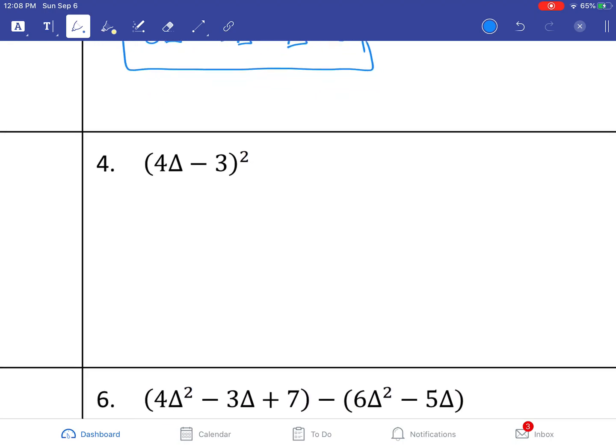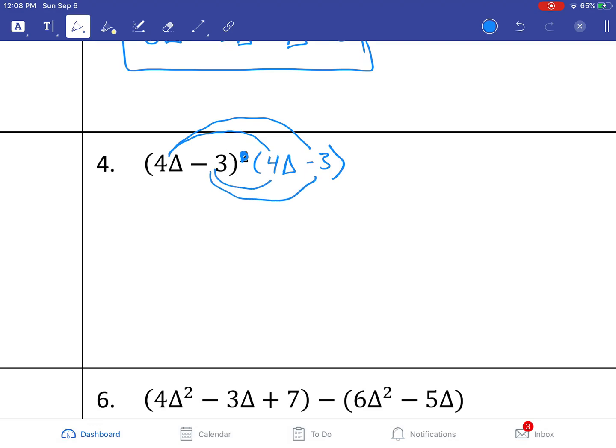Number 4. Now here, you're not just squaring the two terms in the middle. You are multiplying the parentheses by what it was. Okay, now it's kind of like the same problem we just did in number 3. You're going to distribute the terms with each other. So you get 16 triangle squared minus 12 triangle, and then another -12 triangle, and then a +9. Combining the two terms in the middle, you get 16 triangle squared minus 24 triangle plus 9.